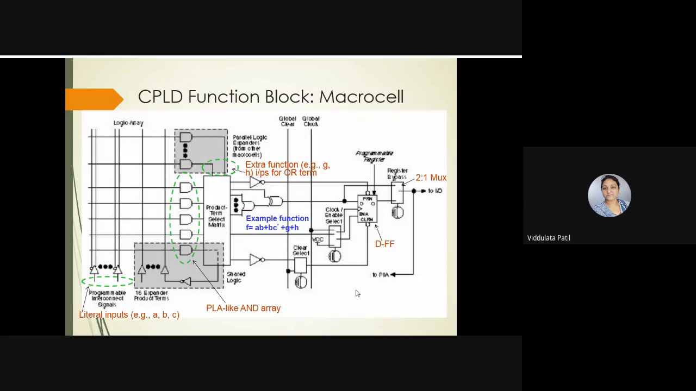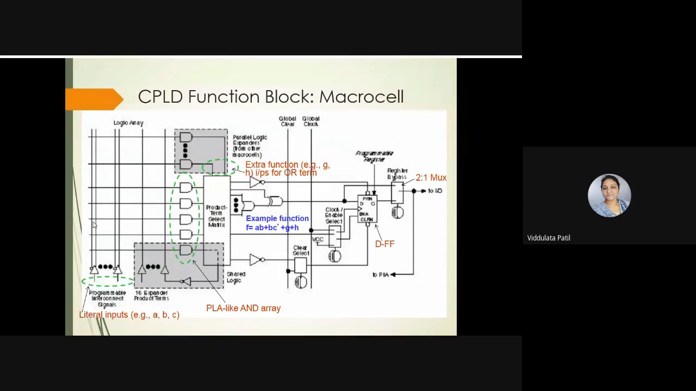Overall, this functional block with a macro cell will look like this. Here there are programmable interconnect signals. That means there will be literal inputs, suppose A, B, C. These will be the inputs that are shown over here. They could be either in positive polarity, or in complement form. We can program it in such a way that, depending on the product requirement, we can connect those connections, or keep those connections, and remove others.